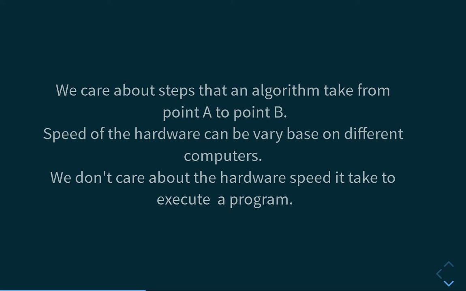And in an algorithm, if we want to achieve our goal from point A to point B, then we need to take such and such steps. And the efficient way to take the steps really depends on the data structure, right? And we don't care about the hardware speed at all, because hardware speeds can vary depending on different machines, right? Laptops, big machines, data centers, something like that. And they all have a different speed. But the algorithm steps we take are very important. So let's look at examples.